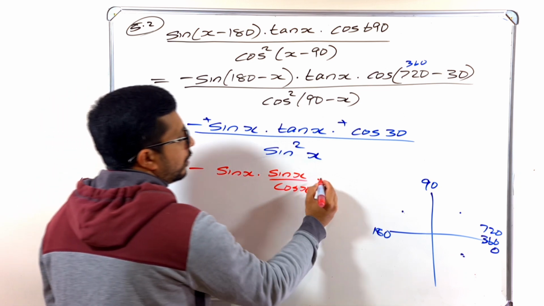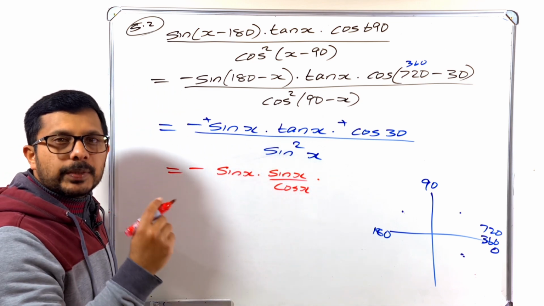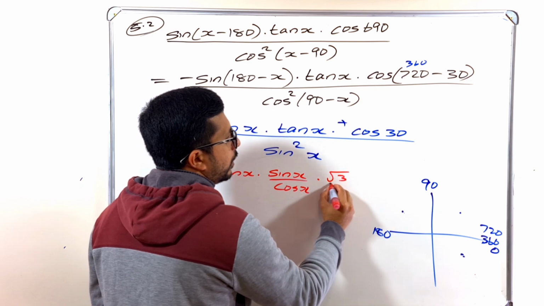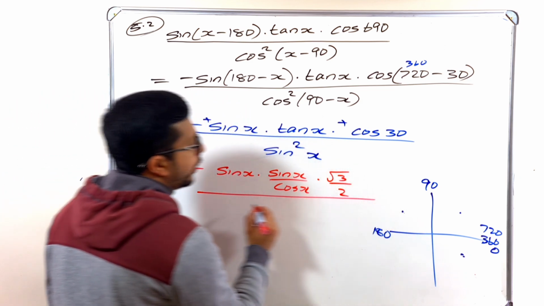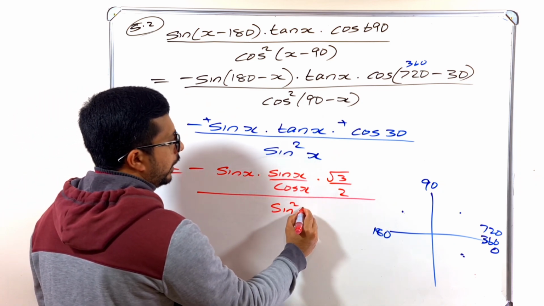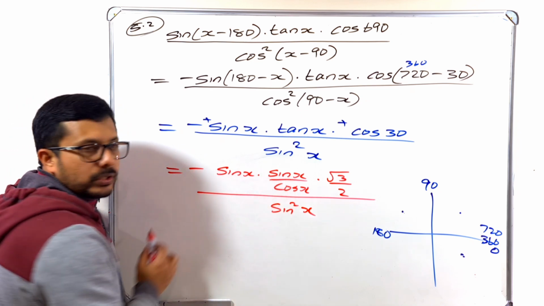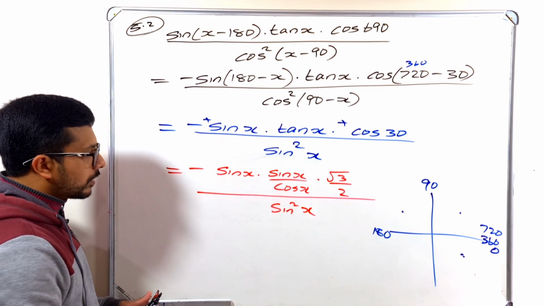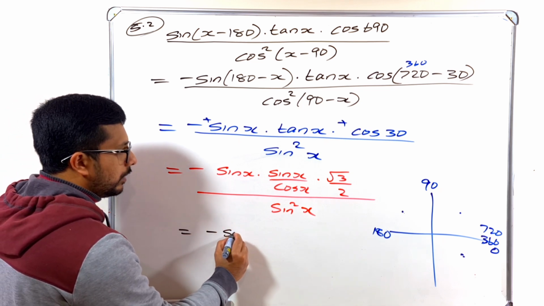Okay, then cos 30, what is the value of cos 30? Is it not root 3 by 2? That's a special angle. Cos 30, you can check in your calculator, that is root 3 divided by 2. Okay, then the whole divided by sine square x. Now look at this one, sine x into sine x is sine square x. So next step, we can write it like this, minus sine square.